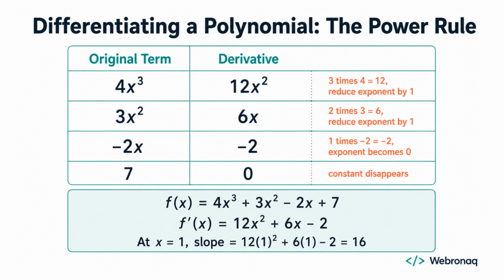That derivative tells you the slope of the curve at any x. At x equals 1, the slope is 12 times 1 squared plus 6 times 1 minus 2, which equals 16. That is the rate of change at that exact point, one consistent polynomial, carrying through from definition all the way to calculus.